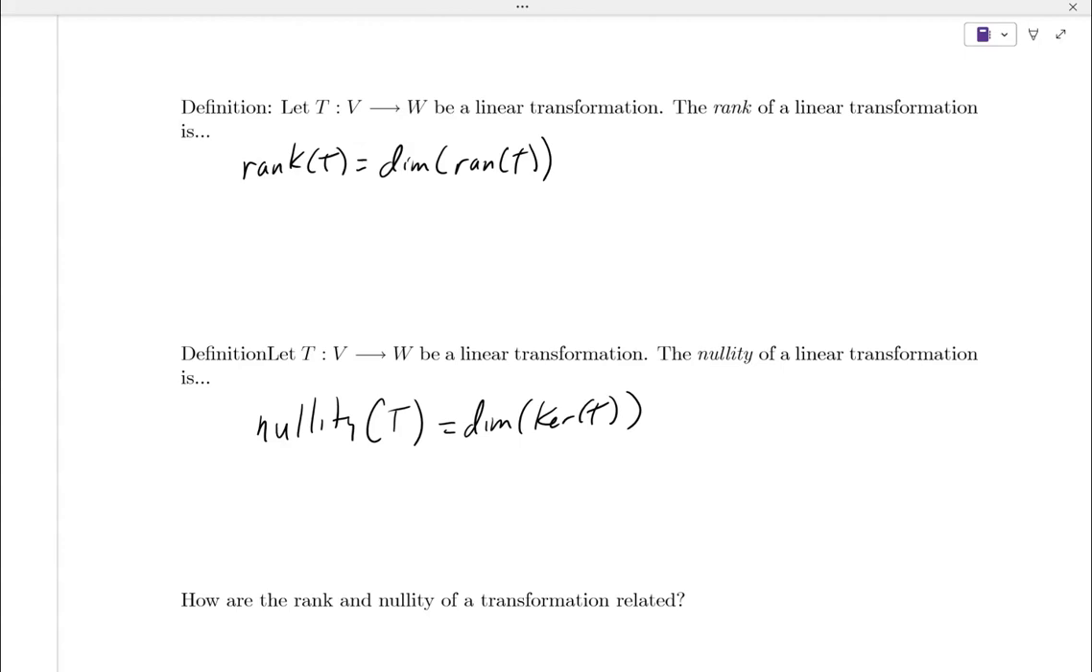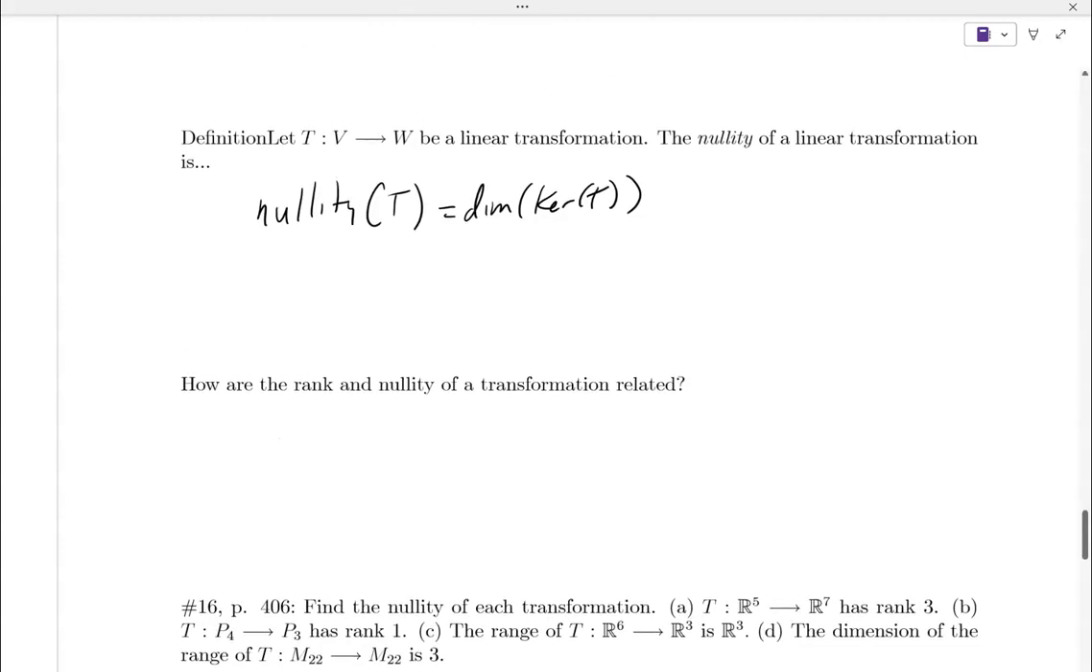All right. How are the rank and nullity of a transformation related? Well, we talked about this back in the language of matrices again. The rank of a matrix plus the nullity of the matrix had to equal what? Well, the rank was the dimension of the column space, and nullity is the dimension of your null space. When you add those together, we had to get the number of columns, right?